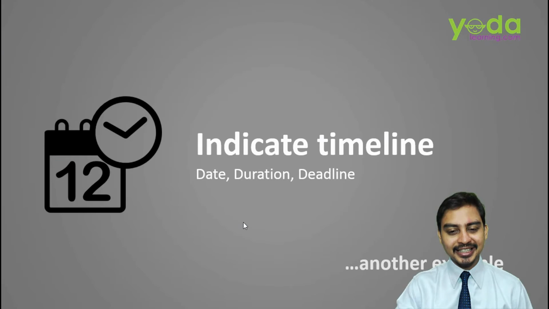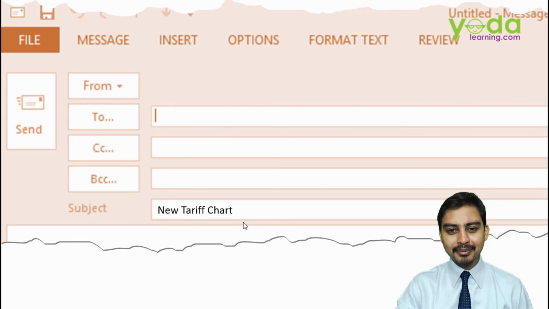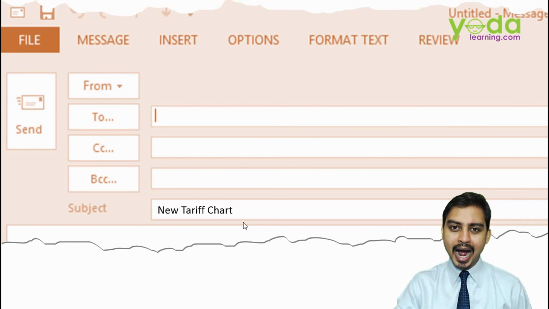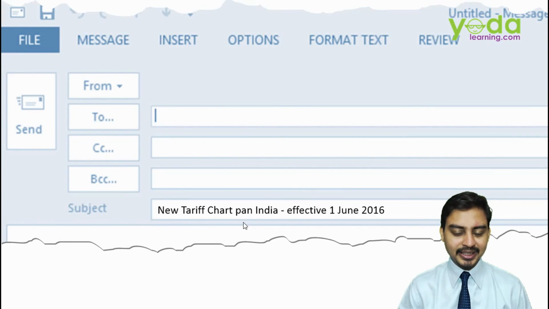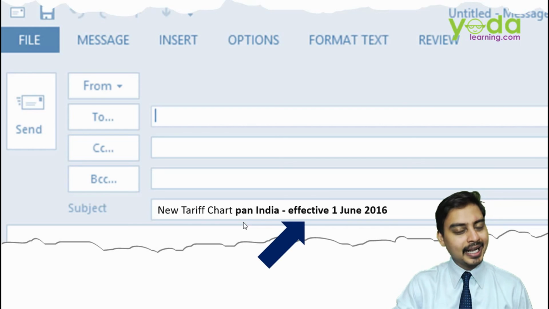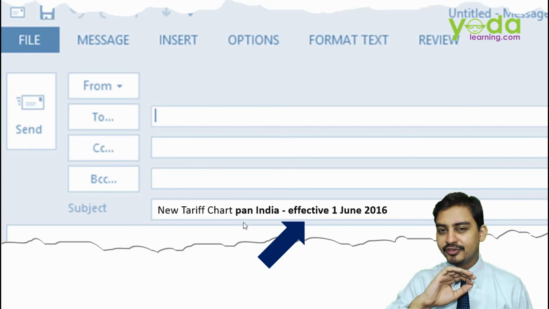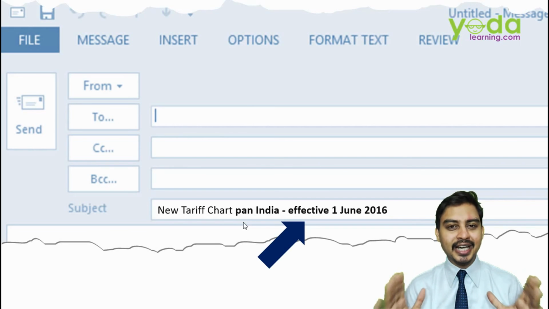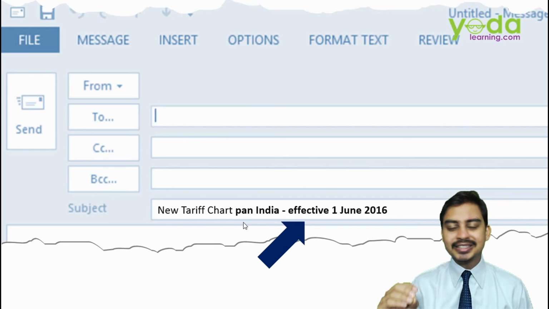of April 2016. Another example of timeline could be when I'm in a product company and I have got a new tariff chart from the senior management and I wish to distribute this to all the distributors across the country, in which case I will prefer having this subject line saying new tariff plan, Plan India, and effective 1st June 2016. Now this is very clear, so if somebody wants to get into the details he can, but the main important part of this tariff chart which begins affecting the distributors and the end consumer is from 1st June 2016.